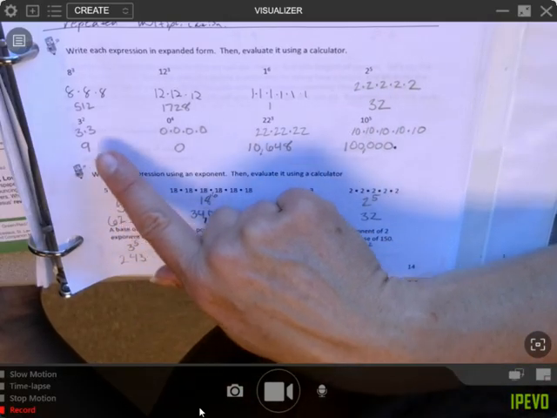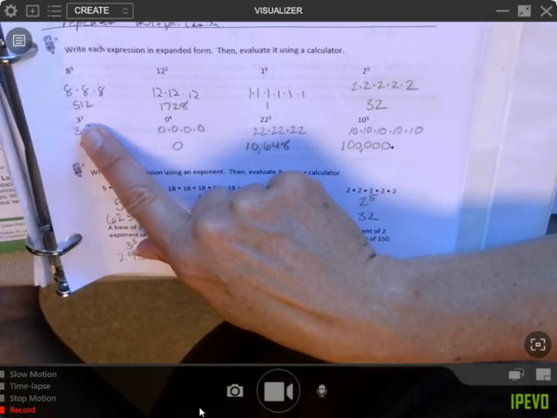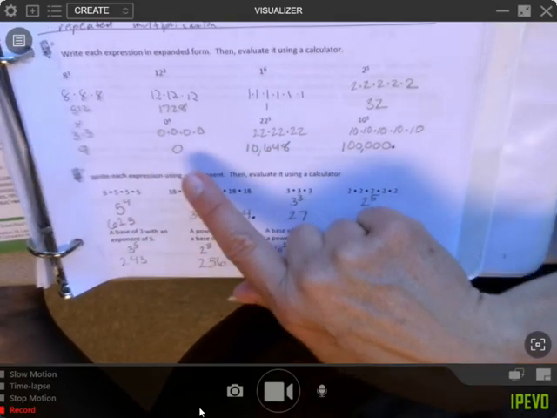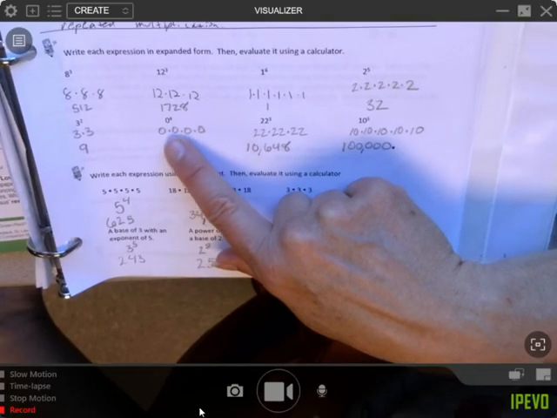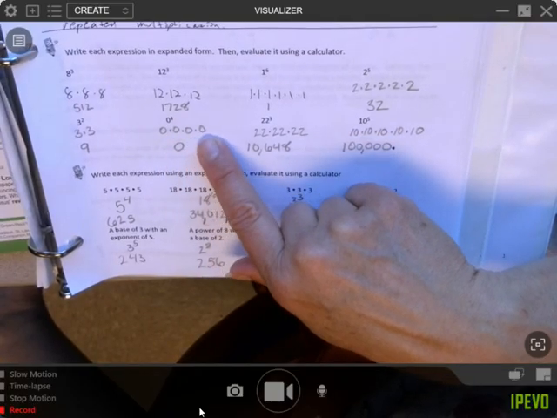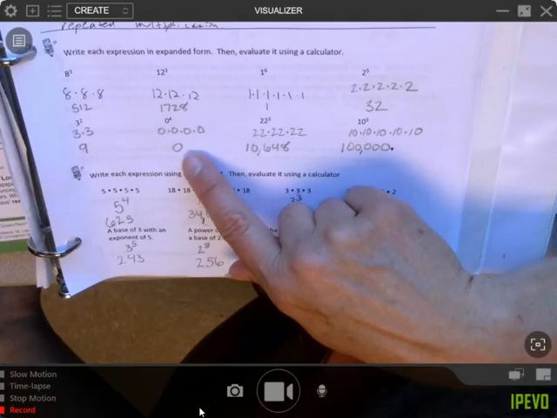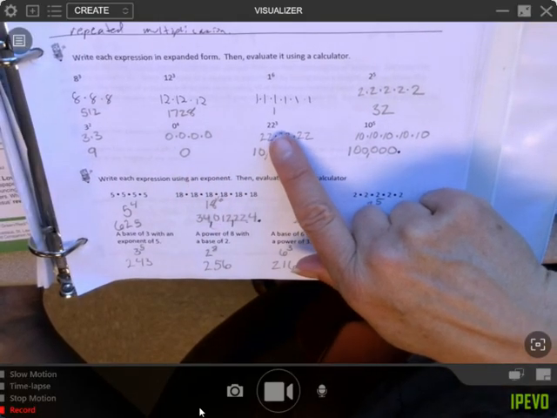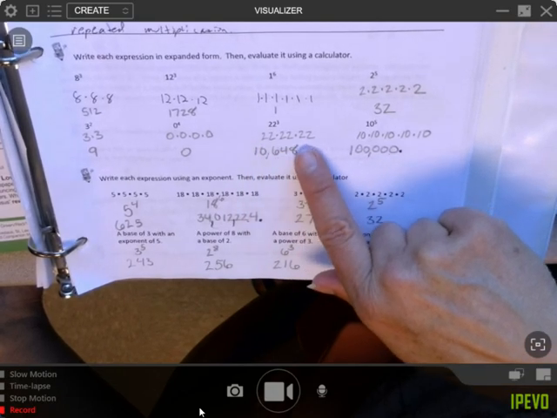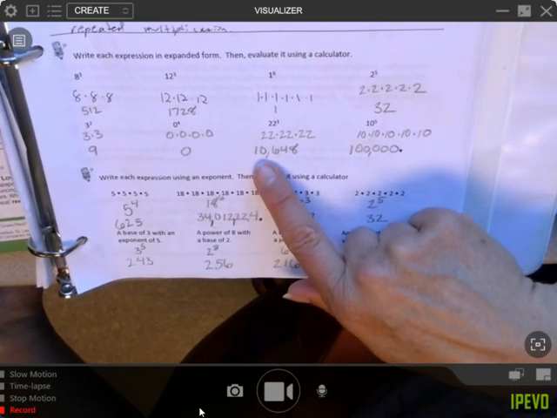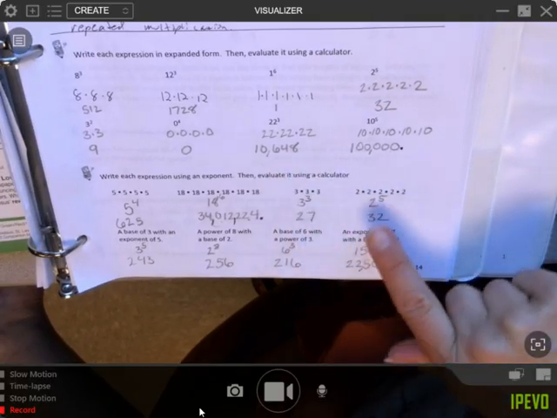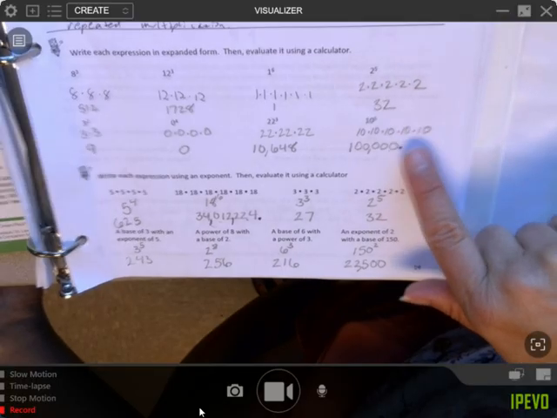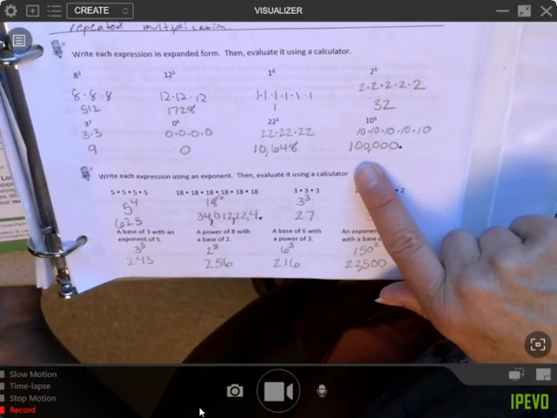All right, the bottom row, 3 to the second power, we can also call that 3 squared, is 3 times 3, which is 9. 0 to the fourth power is 0 times 0 times 0 times 0. And we know anything times 0 is going to be 0. 22 to the third power is 22 times 22 times 22, which is 10,648. And then we have 10 times 10 times 10 times 10 times 10, which is 100,000.